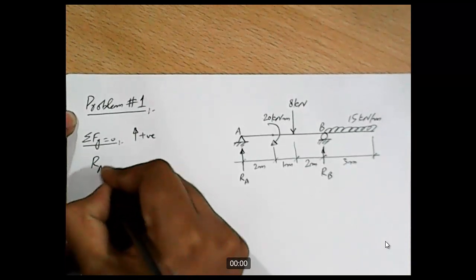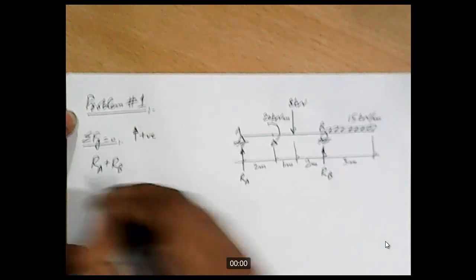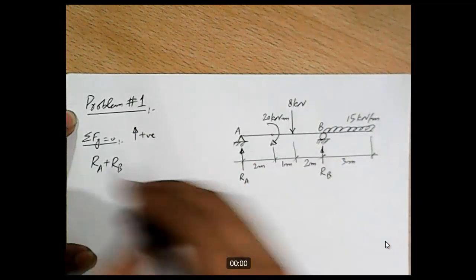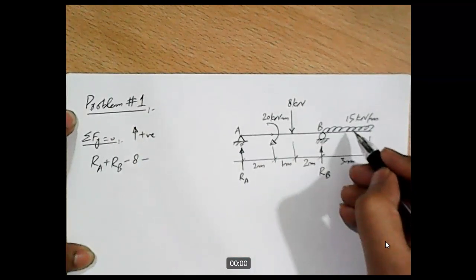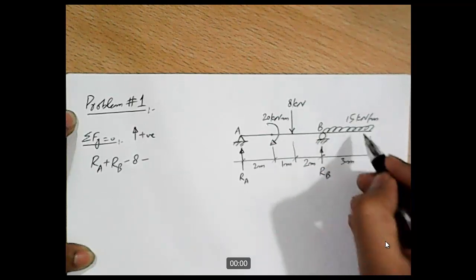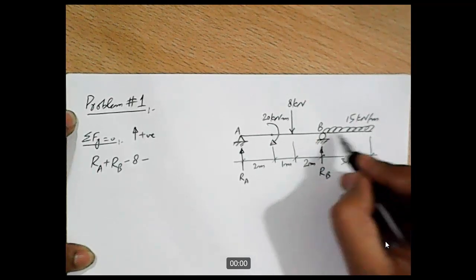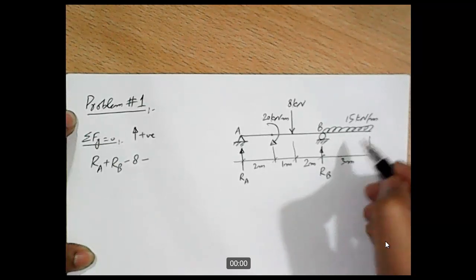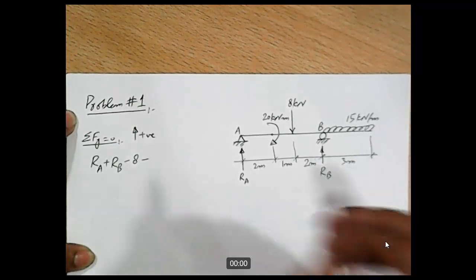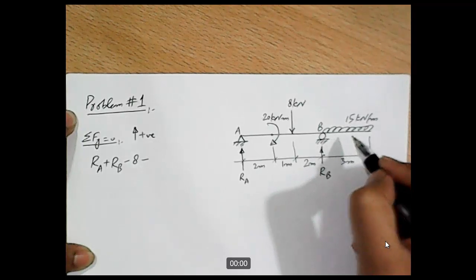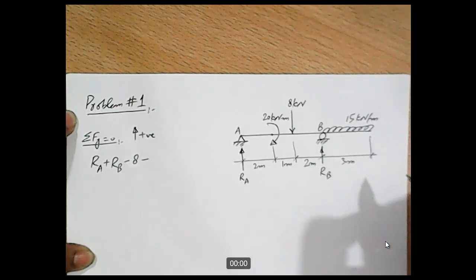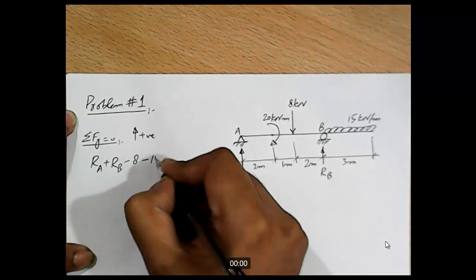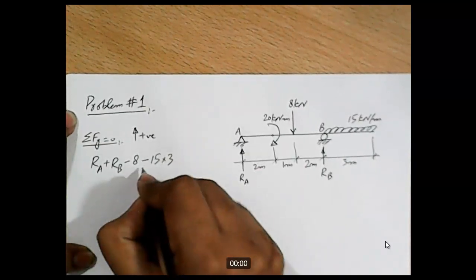So RA plus RB, and then we have this 8 kilonewton force acting in the downward direction, so minus 8, and then this UDL is acting in downward direction. This is basically a rectangular load, and this is another way of showing a rectangular load. Normally in our manual calculation we use this symbol. The magnitude of the load is 15 kilonewton per meter intensity times the 3 meter span, so 15 into 3, and as it is acting in downward direction, this is negative.